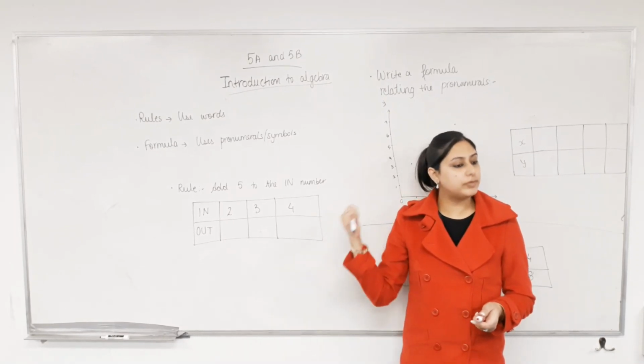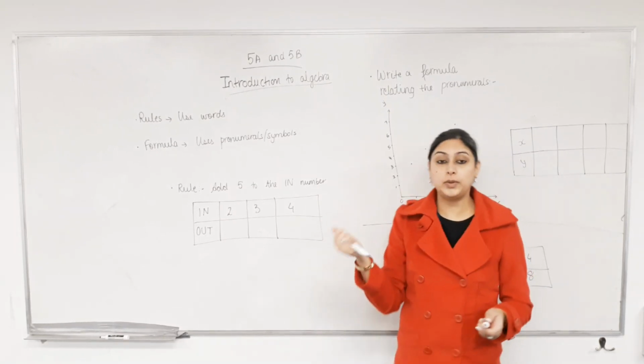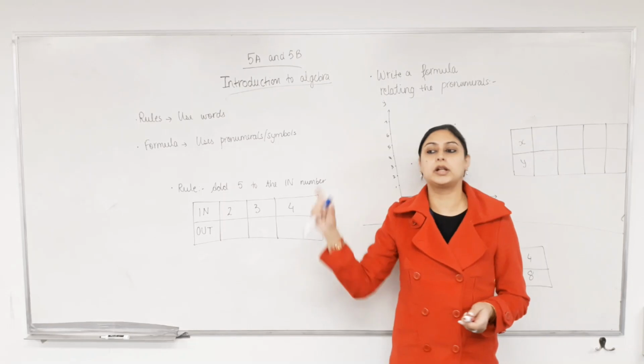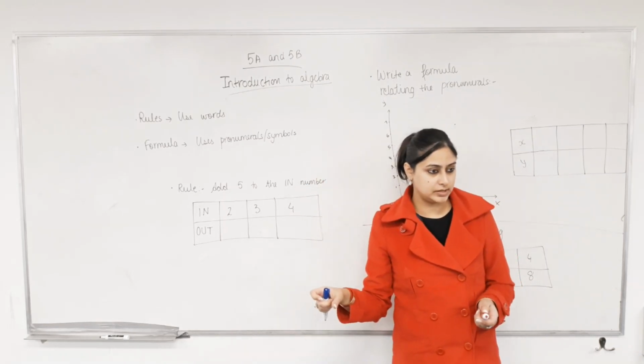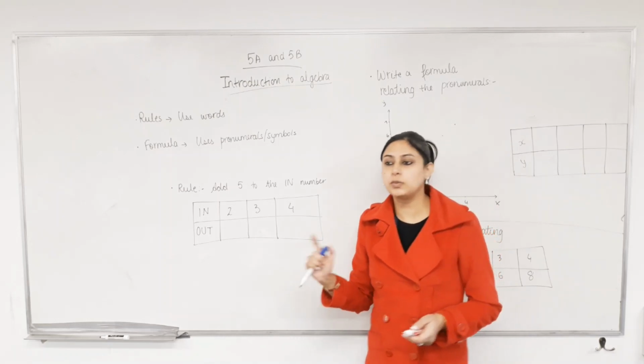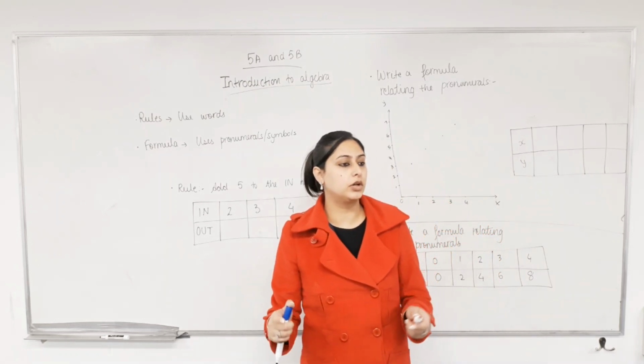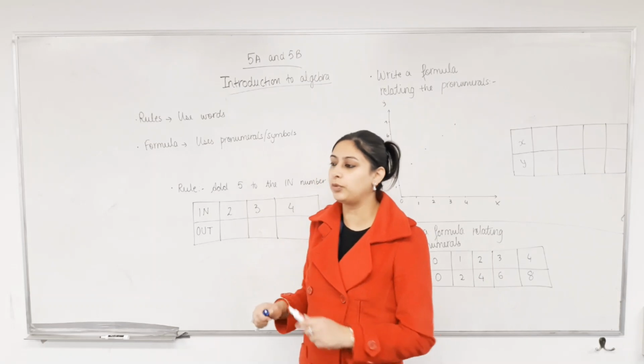Alright, so just a quick revision lesson on 5A and 5B. We have done it before, so I'm just going to quickly go through all the important questions that you need to know for these two exercises. Okay? So, can someone remind me what we decided on for the definition of a pronumeral?